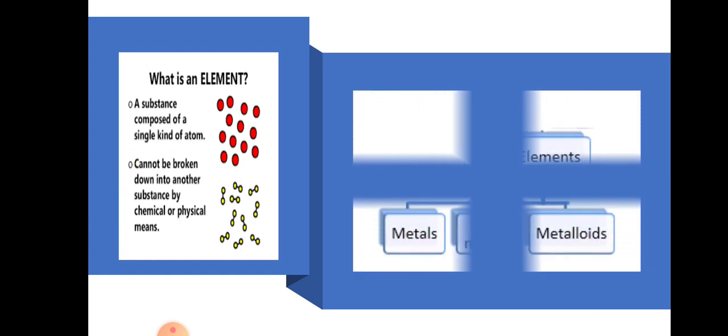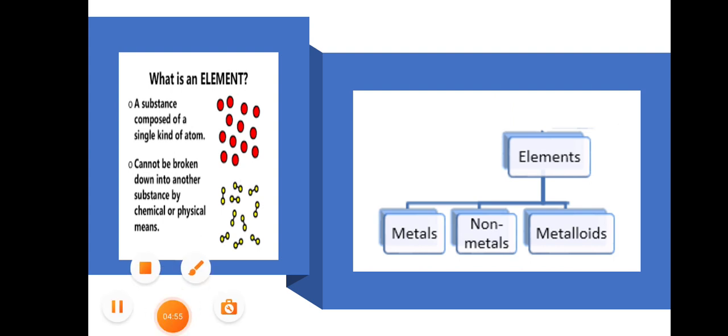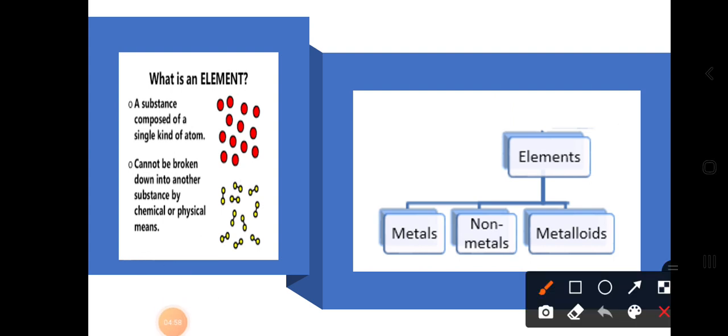Then what is the classification of the elements? Now dear students, you know what we are going to search for. Elements have three classifications: metals, non-metals and metalloids. An element is a substance composed of only a single kind of atom, and it cannot be broken down. Let us discuss the metals, non-metals and metalloids.